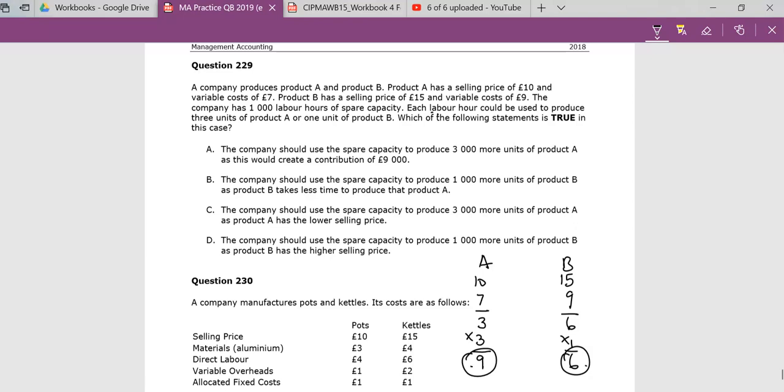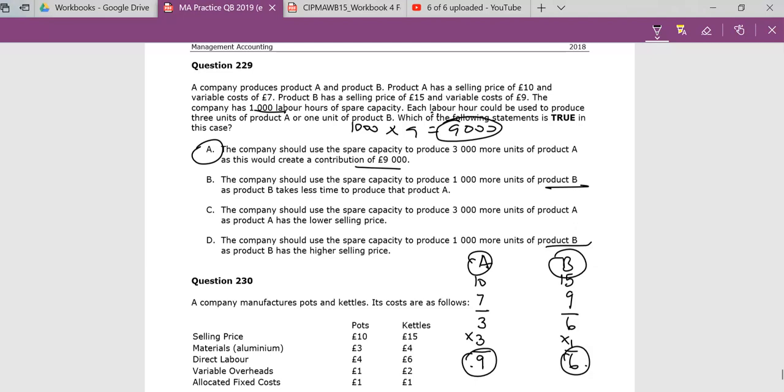So in terms of ranking, I'll make A first. The company should use the spare capacity to produce A: I'm making 9 pounds on every hour, and I have 1,000 hours spare, so use it and produce straight away. 1,000 labor hours times 9 gives us 9,000. That's actually the answer straight away. We can sift through the others very quickly. We can't produce B, there's no point, because it just gives us a low contribution.